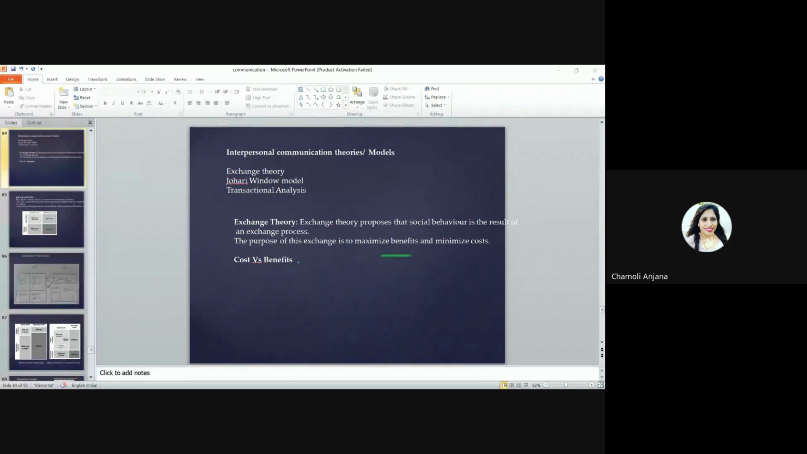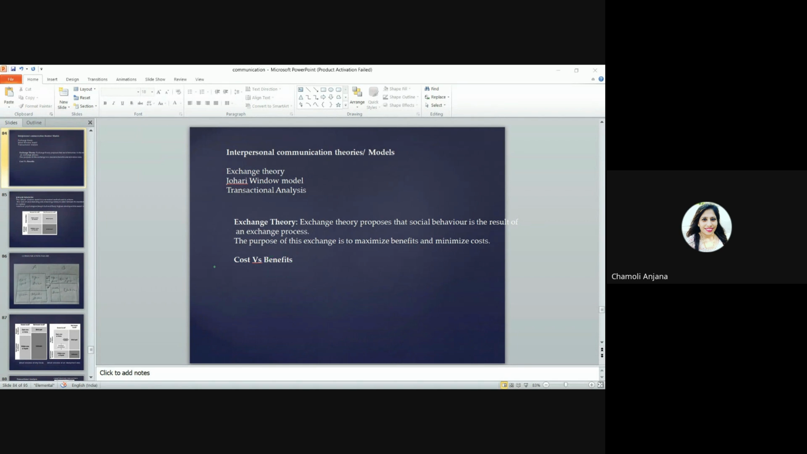So there are two things that we have to understand: one is the cost and one is the benefit in the exchange theory. Cost is the things that we invest in the relationship, for instance the time we spend, the money we spend, the efforts we put in. Benefits are what we get in return for whatever we have invested, whether it is love, affection, the time of the friends, entertainment, fun. That is the benefit that we gain from the relationship.